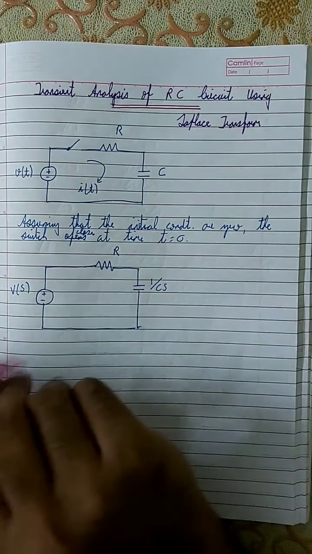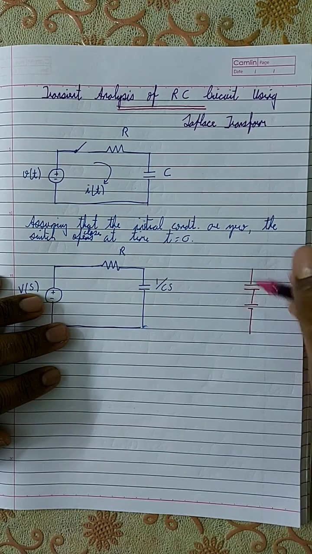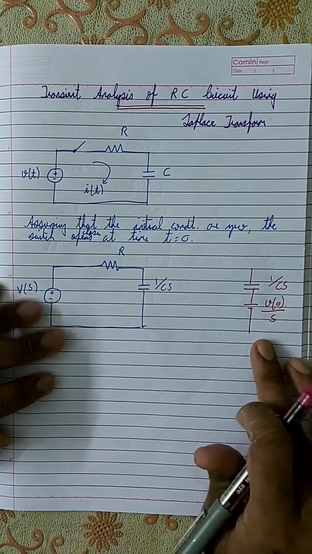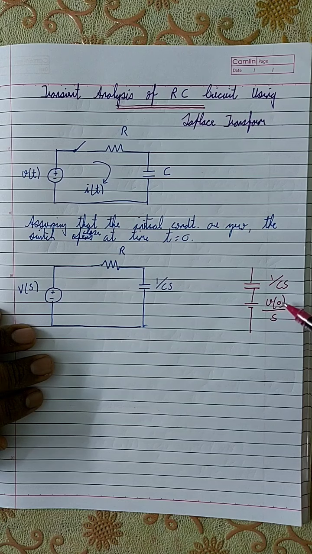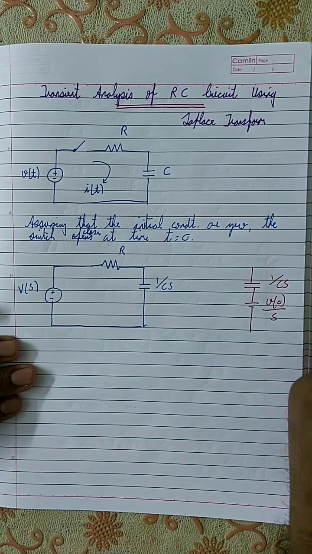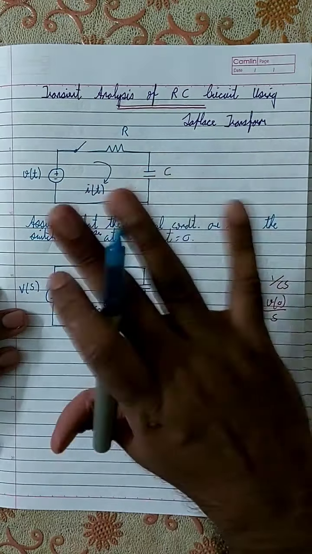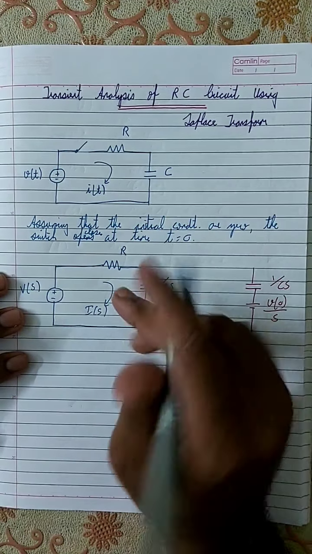If you all remember, it is supposed to be a capacitor with a positive voltage. This is actually the transformed impedance of a capacitor. But here, since the initial conditions are 0, the V of 0, which is the initial voltage across the capacitor or the initial charge across the capacitor, becomes 0. So this becomes 0 and will get shorted. That is why only the capacitor impedance remains, which we call 1 by Cs. And the current through the circuit we call I of s. Just like the RL circuit, the procedures are exactly the same.